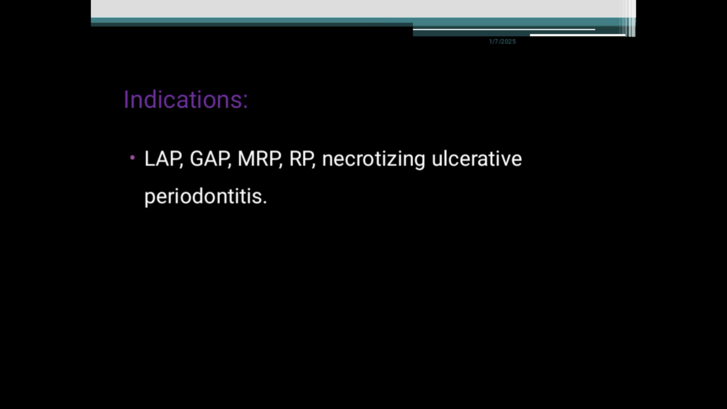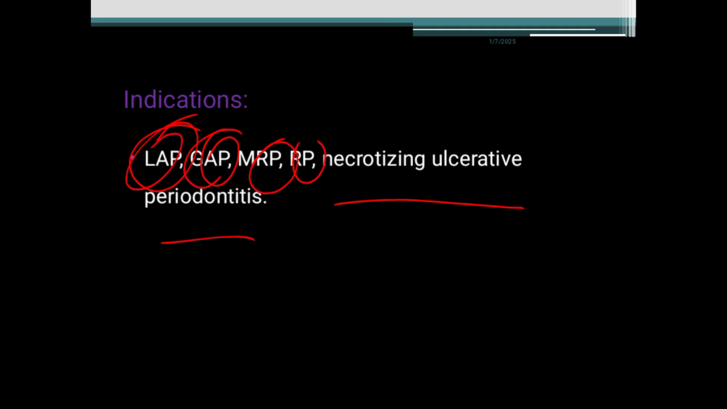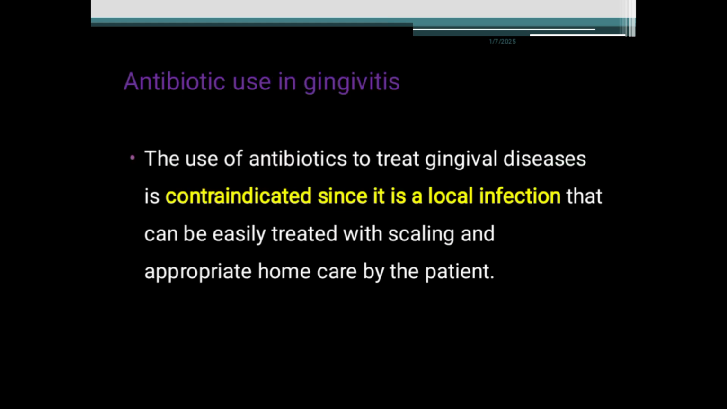Indications are LAP, GAP, MRP, RAP, and necrotizing ulcerative gingivitis. That means localized aggressive periodontitis, then generalized aggressive periodontitis, then refractory periodontitis, then medically related periodontitis, and also necrotizing ulcerative periodontitis.